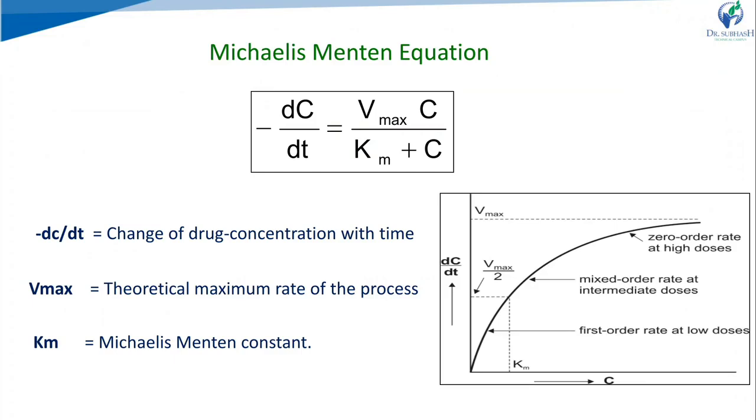So here the graph is there. We have to plot dC/dt versus C. Initially they follow the first order rate at the low dose, mixed order rate at the intermediate dose, and zero order rate at the high dose. From that we have to find out the Vmax and the Km value.